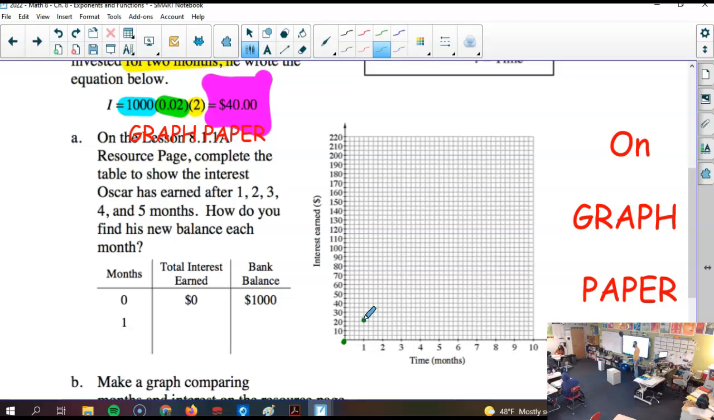You guys remember, you can scale your axis however you want. You can scale by 20. So if you want every box to be worth 20, that's fine. Please stop. That's how those get broken. So 2 months would be 40. 3 months would be 60. And we quickly start to see this looks like a pattern.